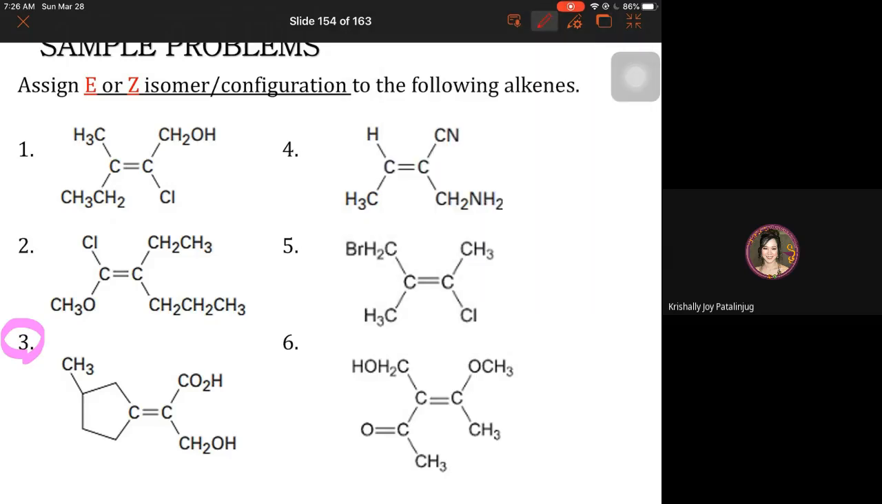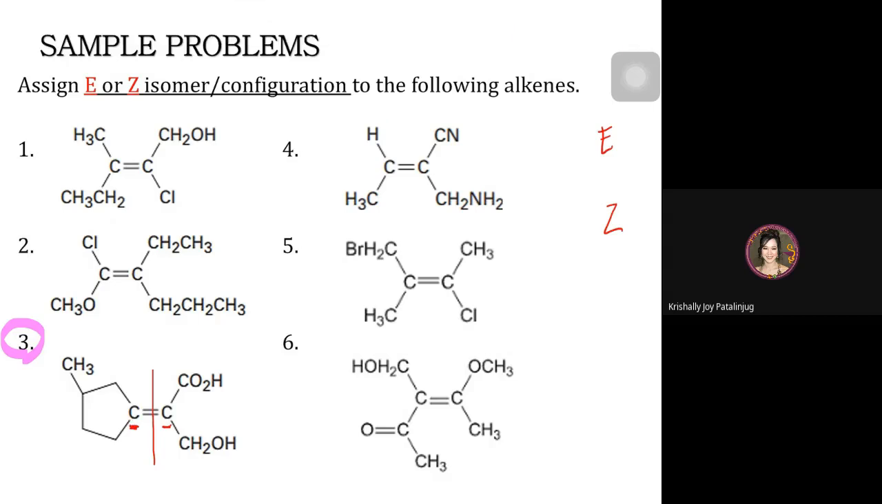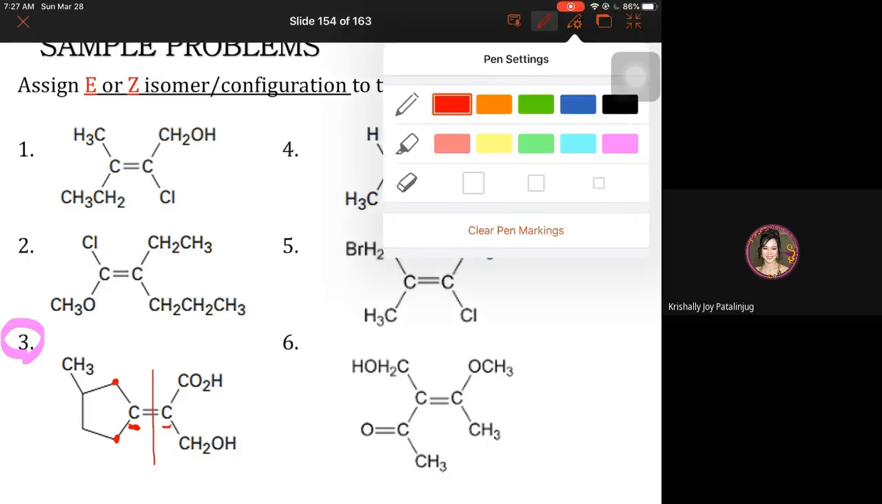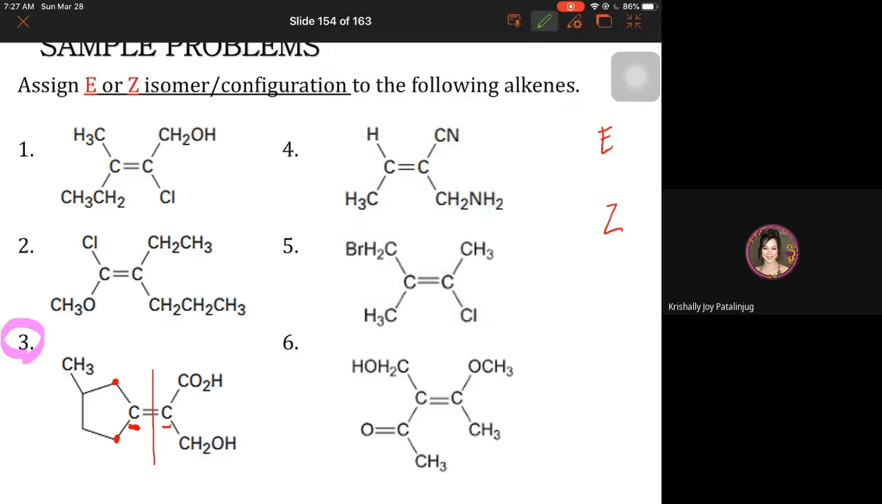So, according to the instruction, assign E or Z isomer to the following alkenes. You just, no need to name the alkene. You simply assign if it is an E isomer or a Z isomer. So for number 3, I will go directly with the double bond carbons. I will check the double bond carbons separately and then look at those atoms directly attached to each double bond carbon. So for this double bond carbon on the left side, directly attached sa kanya, we have a carbon. Ganon din, carbon. So if the same atom is directly attached to that particular double bond carbon, then proceed on the next atom directly attached to these first attachments.